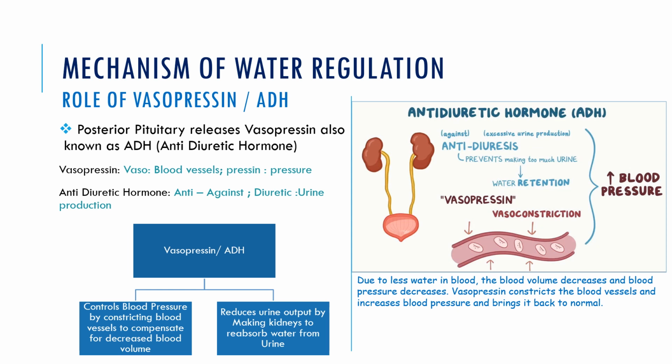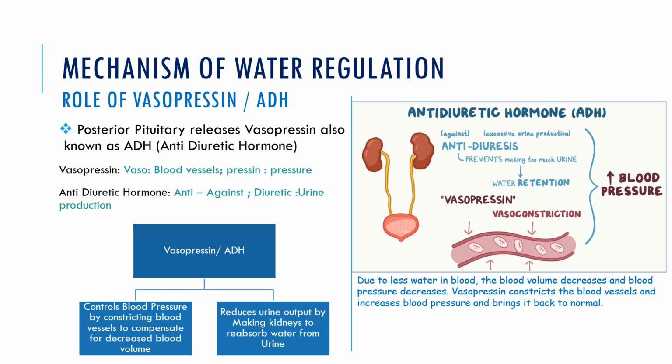The first function is it controls the blood pressure by constricting the blood vessels. So when water is lost from the blood, the volume decreases, because of which the blood pressure also decreases. In that case, vasopressin constricts the blood vessels and helps to bring back, or raise, the blood pressure. So the term vaso means blood vessel, pressin means pressure. So that's how it gets the name vasopressin.